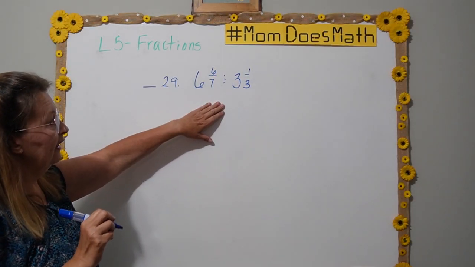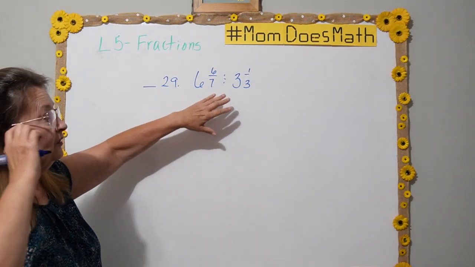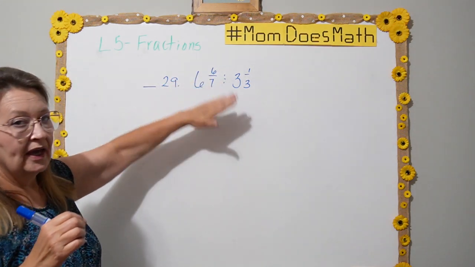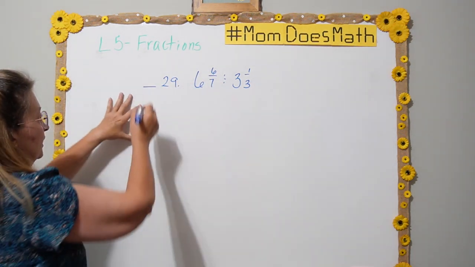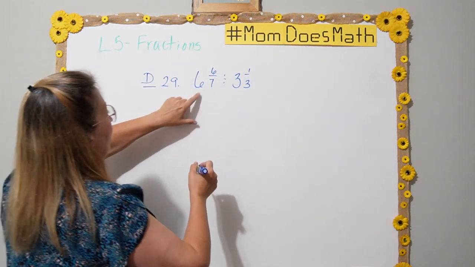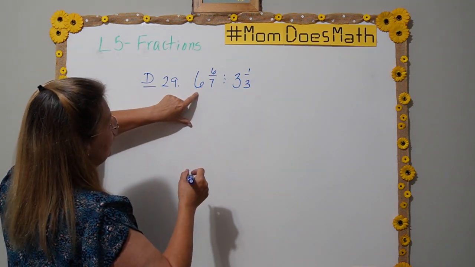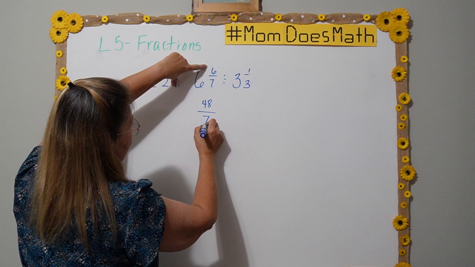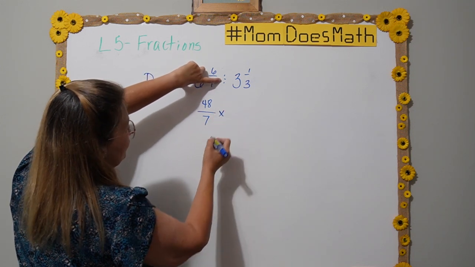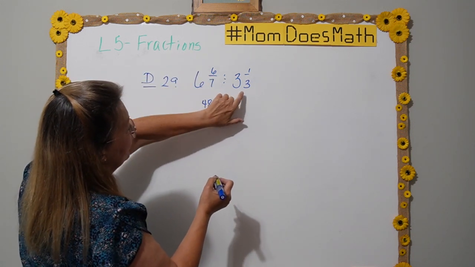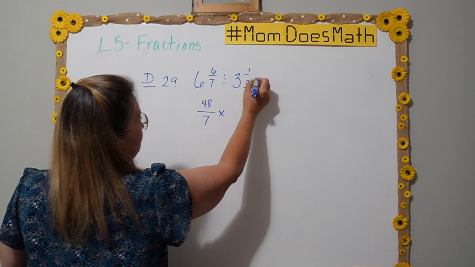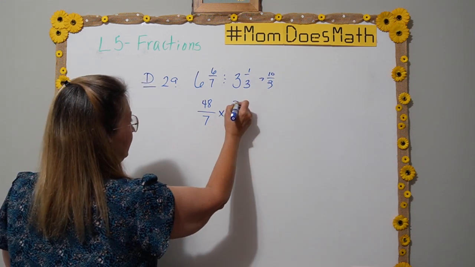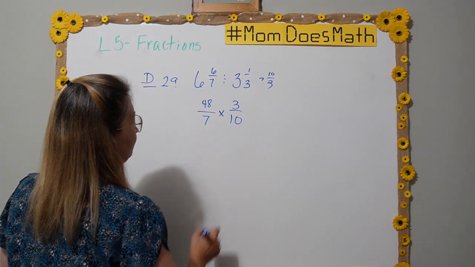Okay, for number 29, once again we have division. We do have mixed numbers. So I'm going to convert to improper fractions, and then I will keep, change, flip. And I'll go ahead and put a D here. All right, 6 times 7 is 42, plus 6 more, that's going to be 48 over 7. And I can go ahead and change this to times. All right, 3 times 3 is 9, plus 1 is 10/3. But since I'm going to flip it here, that's going to be 3 over 10.